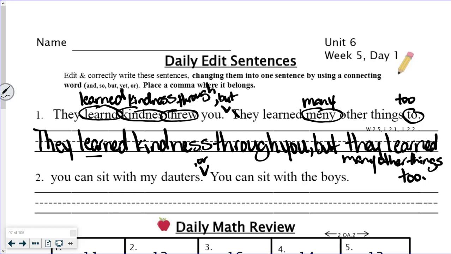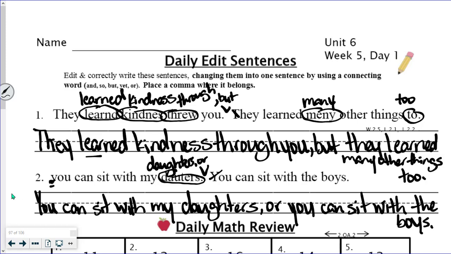All right, on to number 2. You is a capital. It's the beginning of a sentence. You can sit with my daughters. Daughters is spelled incorrectly. So D-A-U-G-H-T-E-R-S. Daughters. You can sit with my daughters, comma, or, and this is going to be lowercase, you can sit with the boys, period. All right, that looks good. So let's rewrite it nice and neat on the line. All right, number 2 is good.